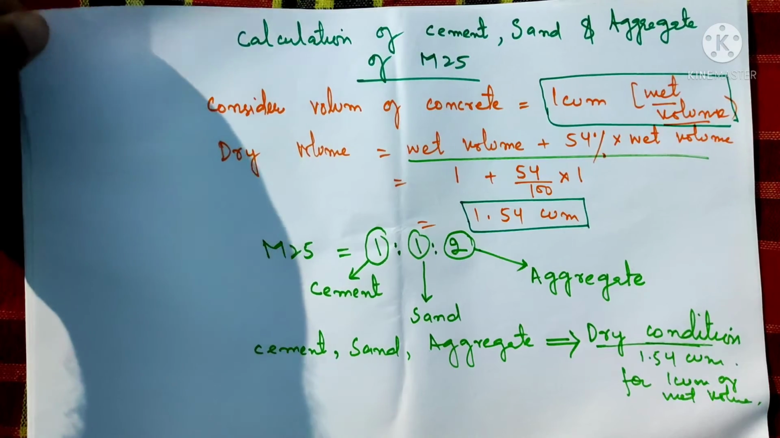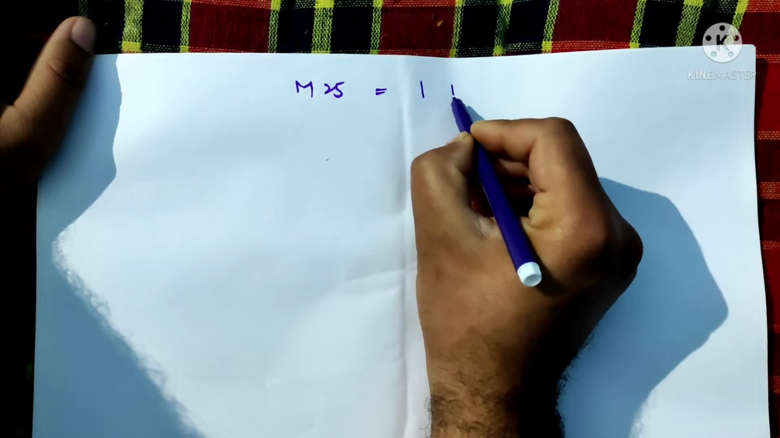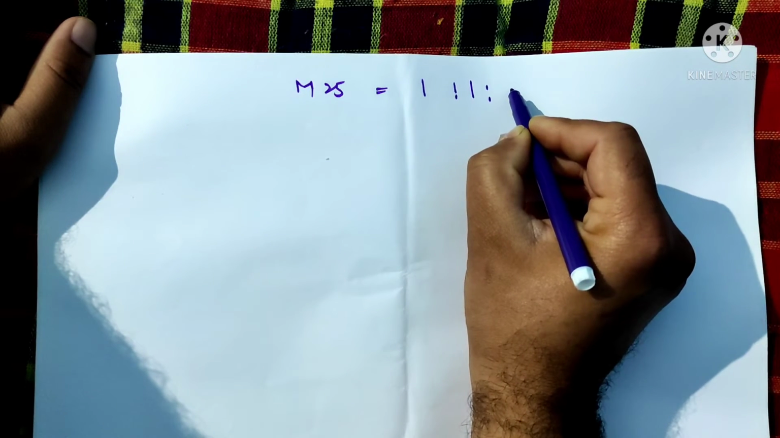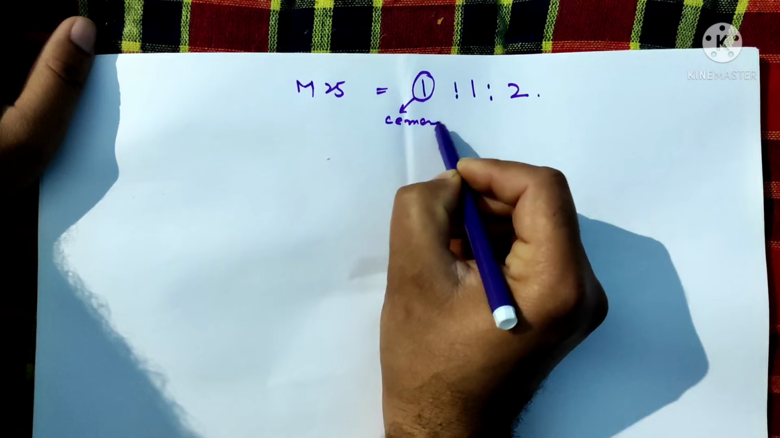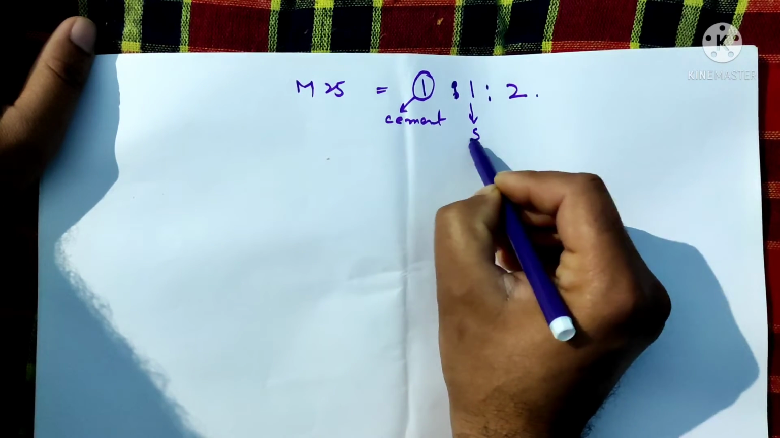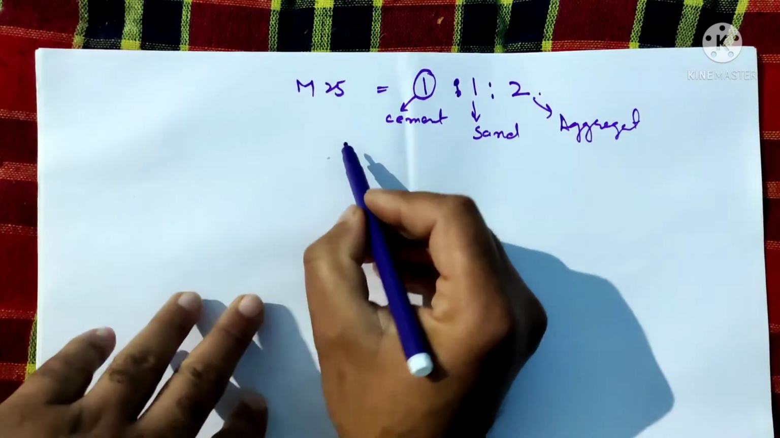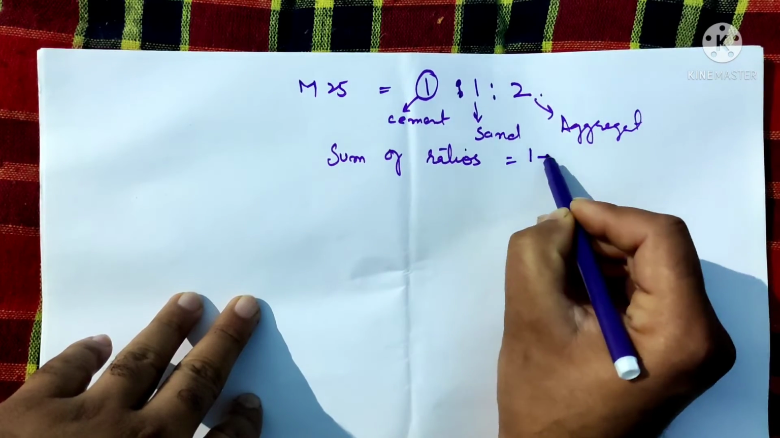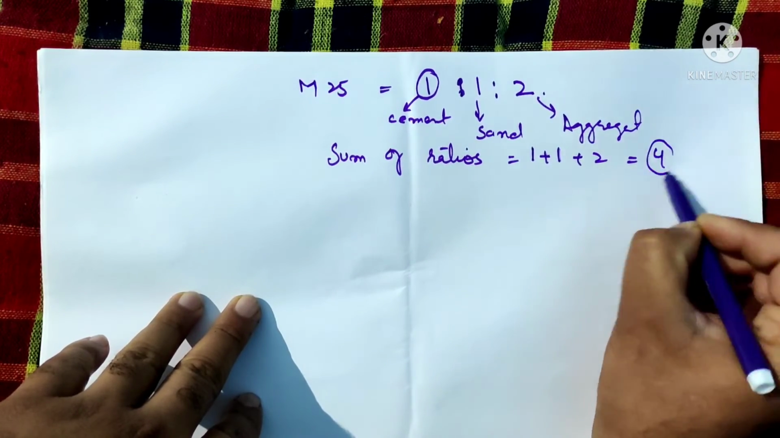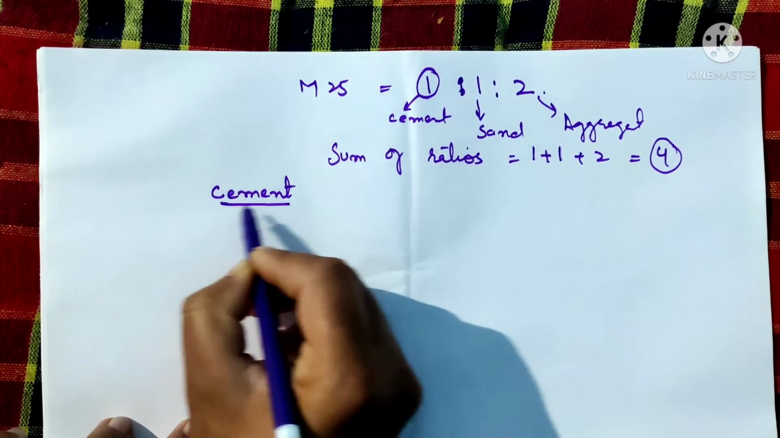In order to calculate the quantities, let's take the ratio of M25, which is equal to 1:1:2. So this is cement, this represents sand, and this represents aggregate. Let's take the sum of the ratios, which will come out to be 1 plus 1 plus 2, which is equal to 4. So let's calculate the quantity of cement for 1 cubic meter of concrete.